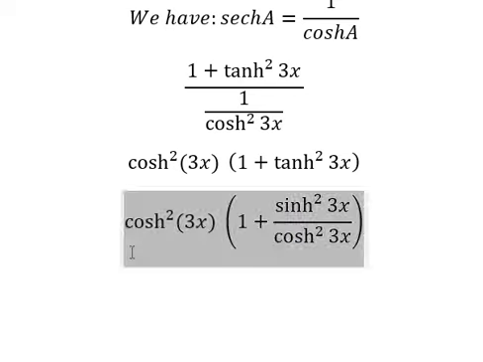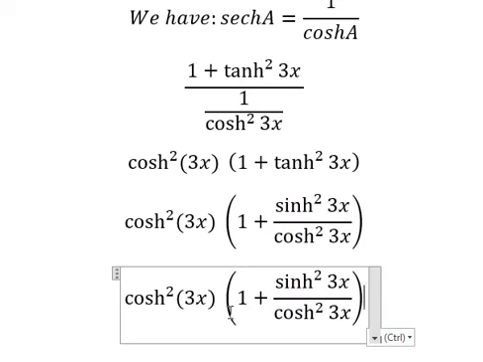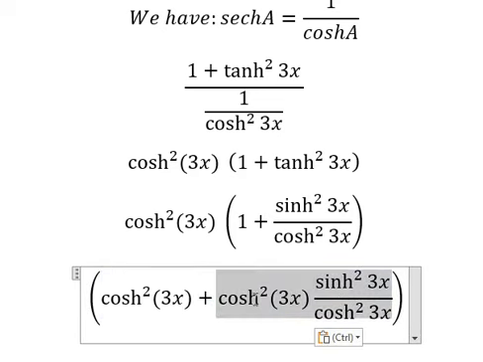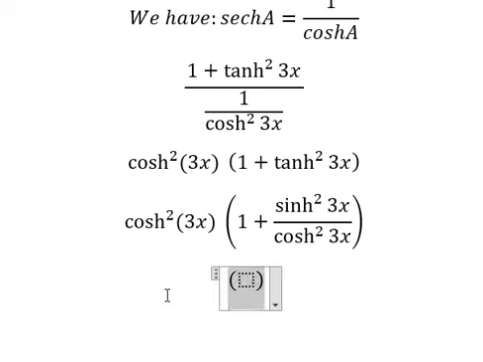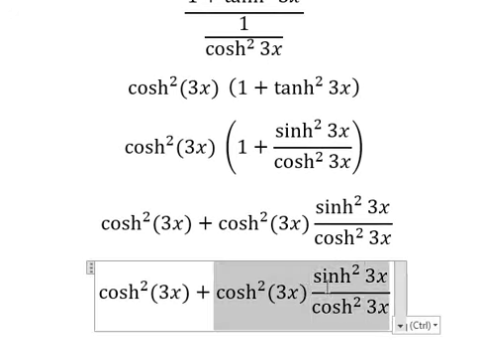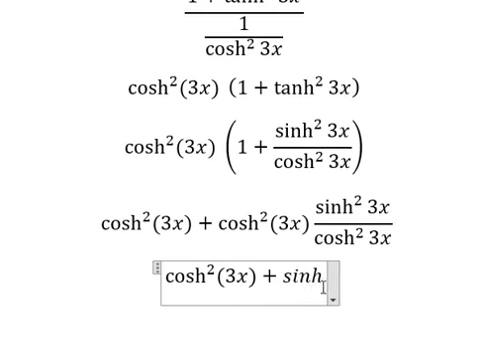Next, this one multiplied by number 1 and this one. So this one we got sin of 3x squared.